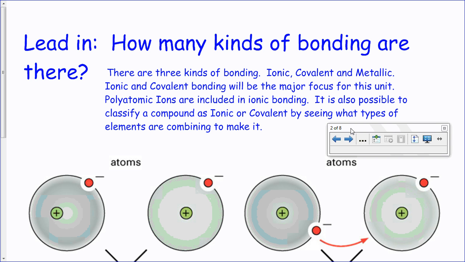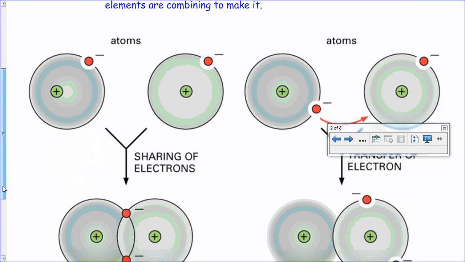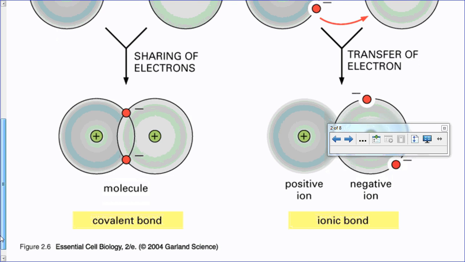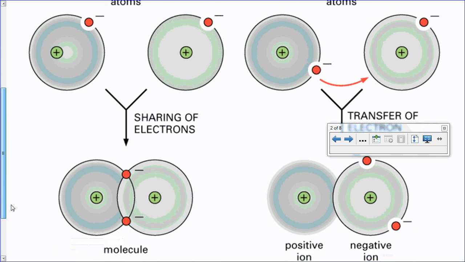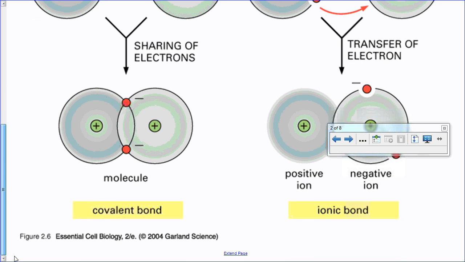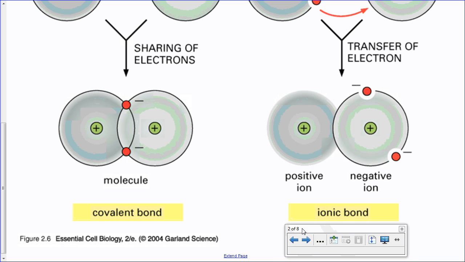Okay. Here's a quick rundown of the two basic types of bonding we're going to be talking about. On the left, we have a sharing of electrons that make a molecule in a covalent bond. On the right, we have a transfer of electrons. See how the electrons move from the atom on the left to the atom on the right, creating a positive ion and a negative ion, which we call an ionic bond. They get attracted to each other and locked in because they're oppositely charged.